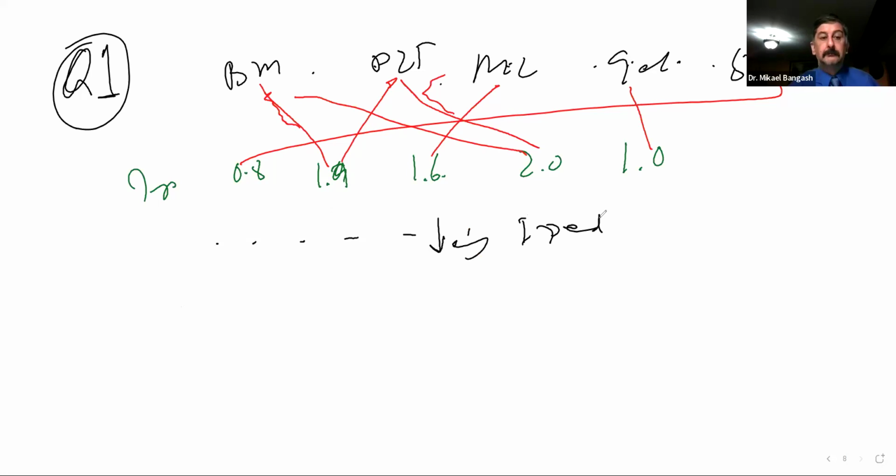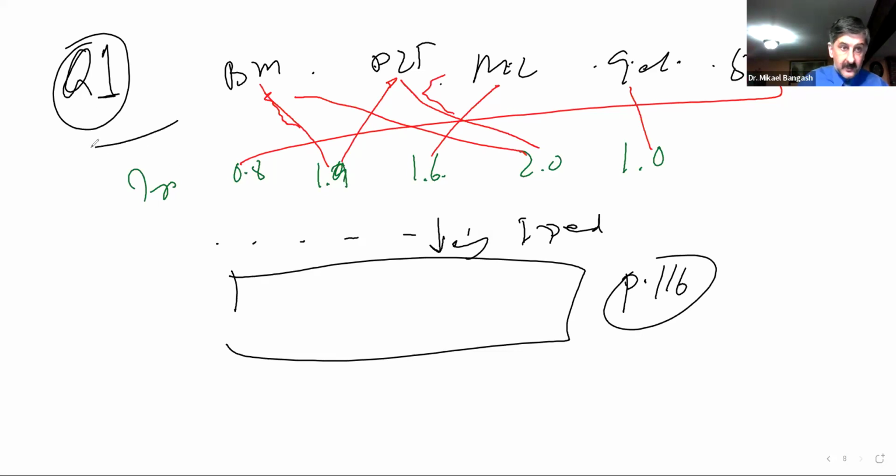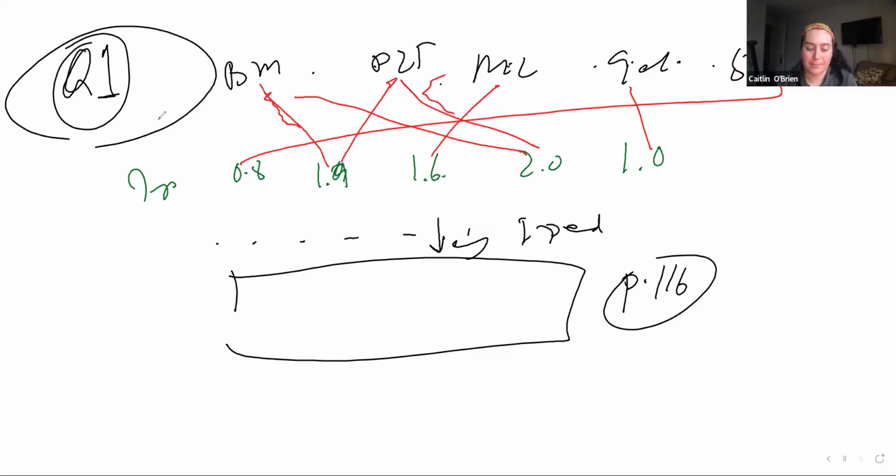Did that make sense? So that list at the bottom of, which page was that? 116 is the answer for this question here. Did you guys get that? Yep. Good.